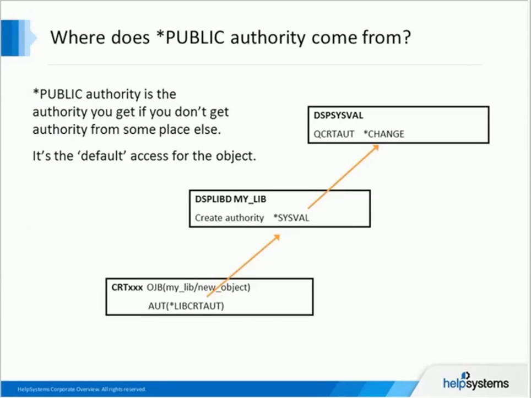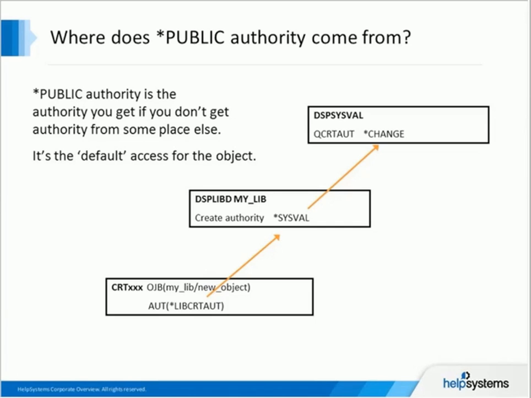So in this chart, it really shows the progression of where public authority comes from. Public authority is set when you initially create an object. So say we're creating a data area. If you prompt the create data area command, you'll see this value called AUT. That's really the public authority setting. So I could say something like *USE right when I created that data area. But if I just let it default, it's going to point to this value. It defaults to this thing called *LIBCRTAUT, which is pointing to this value called create authority in the library that I'm creating this data area into.